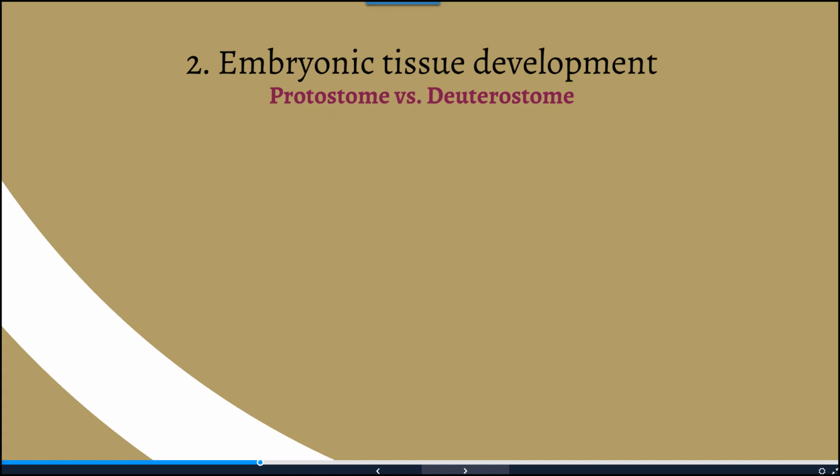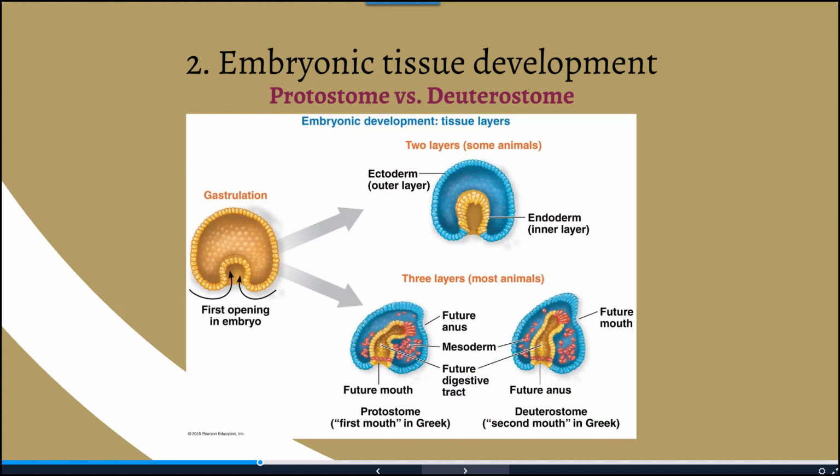So another element that's unique is the embryonic tissue development. We have something called Protostome versus Deuterostome. And essentially, it has to do with different types of tissue layers. So when an organism is forming, there's this process of gastrulation, which is where the first opening in an embryo is going to be formed.